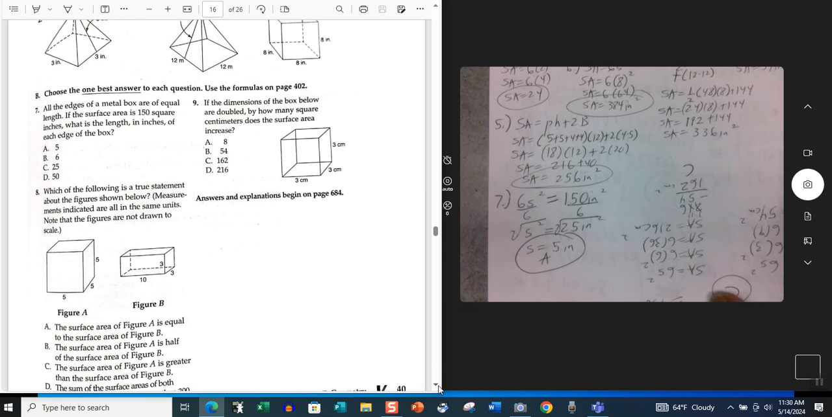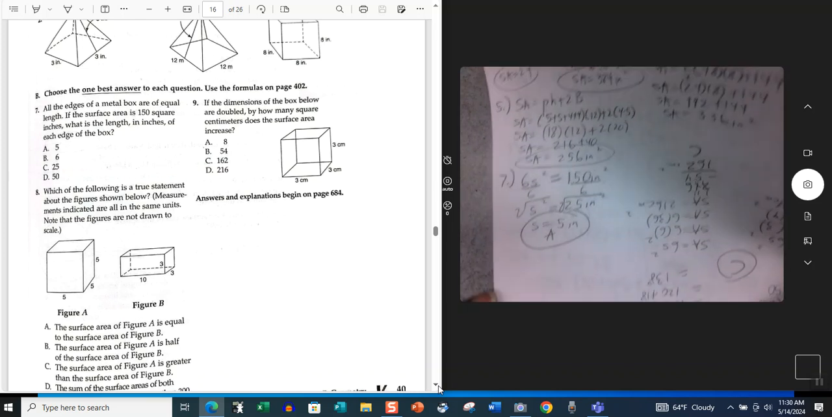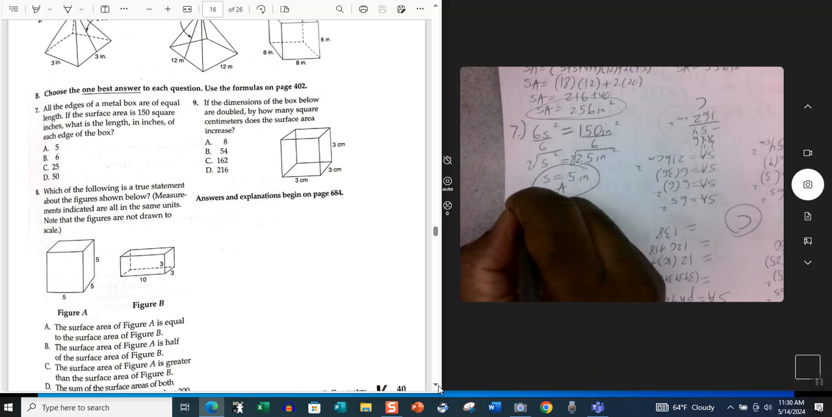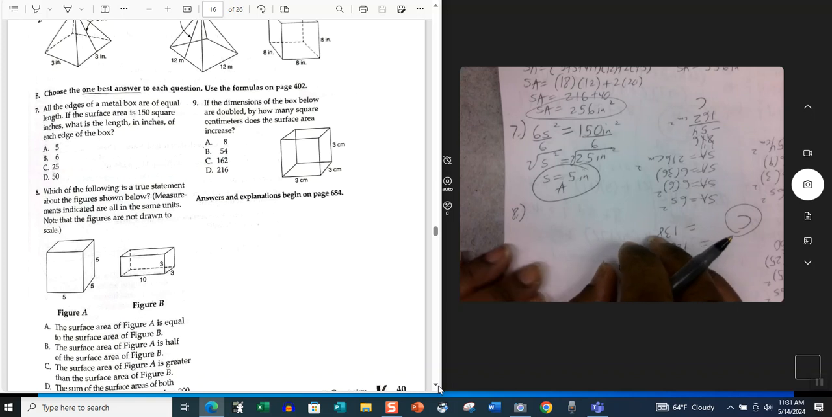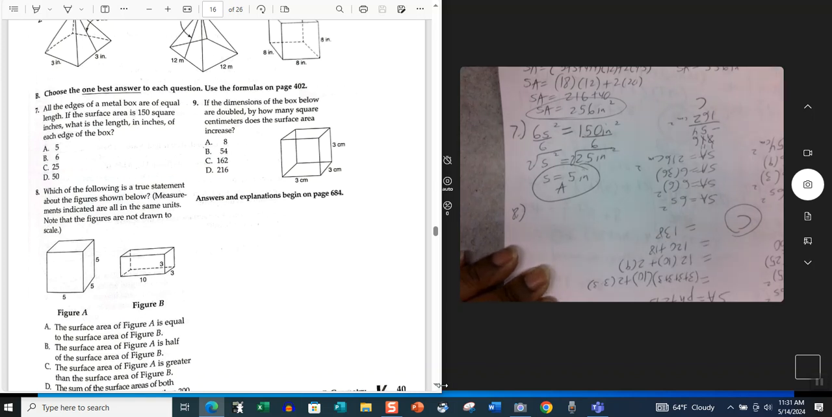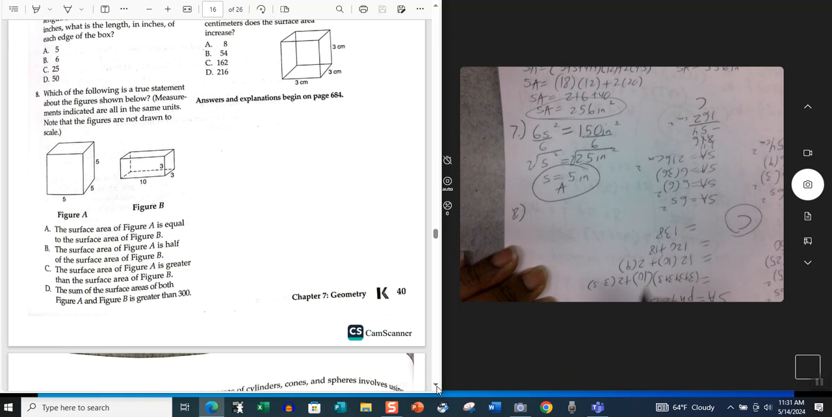That took care of number 7. Now number 8. It says, which of the following is a true statement about the figure shown below? Okay, measurements indicated are all the same units. So basically, before we answer 8, let's do the surface area of both of the figures.